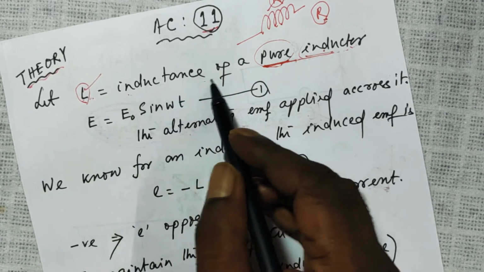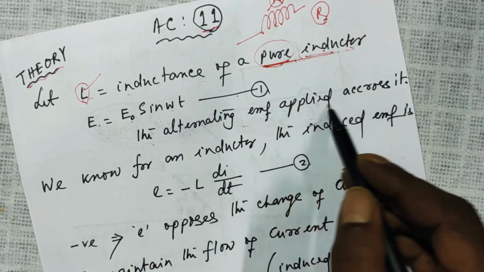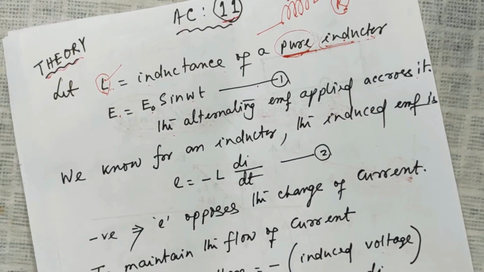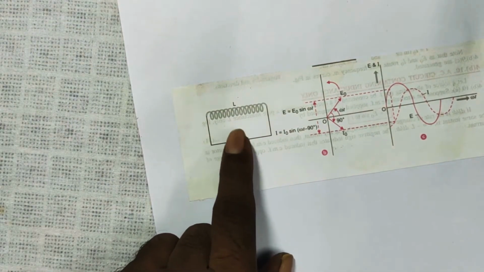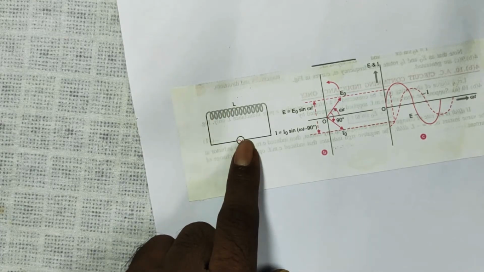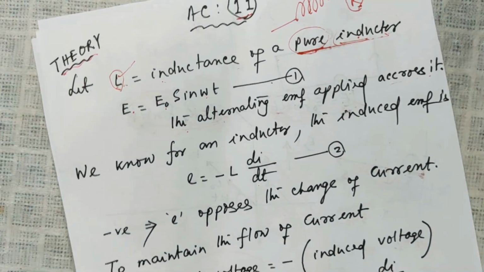Let L be the inductance of a pure inductor, and E equals E naught sin omega t, the alternating EMF applied across it, like here, inductance. This is the alternating EMF applied across it. I will explain this diagram. Let us begin mathematically.